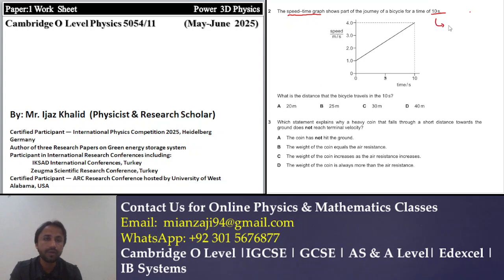I can say this is the total time of the journey. What is the distance? We have to find this one. This is our question: what is the distance that the bicycle travels in 10 seconds? This is a very important point given here. We have to find distance for the given time, which is 10 seconds. Let me start with the speed and time graph on our worksheet.